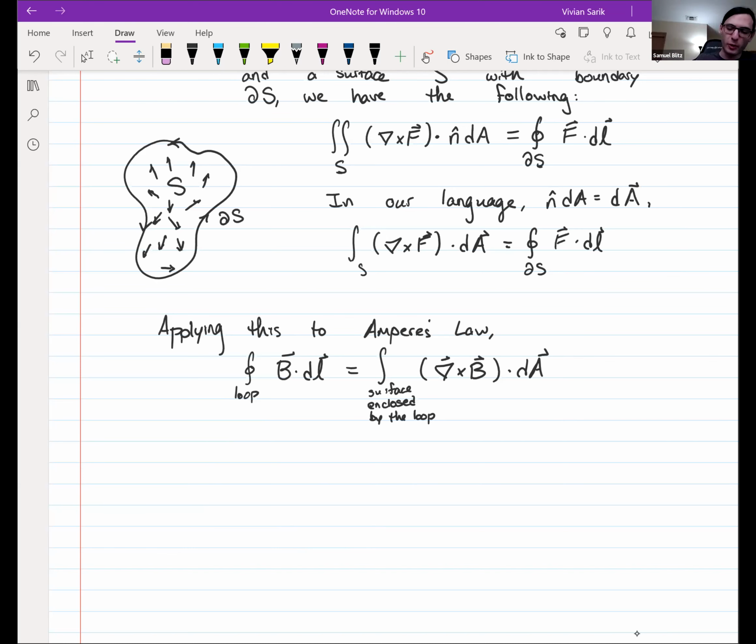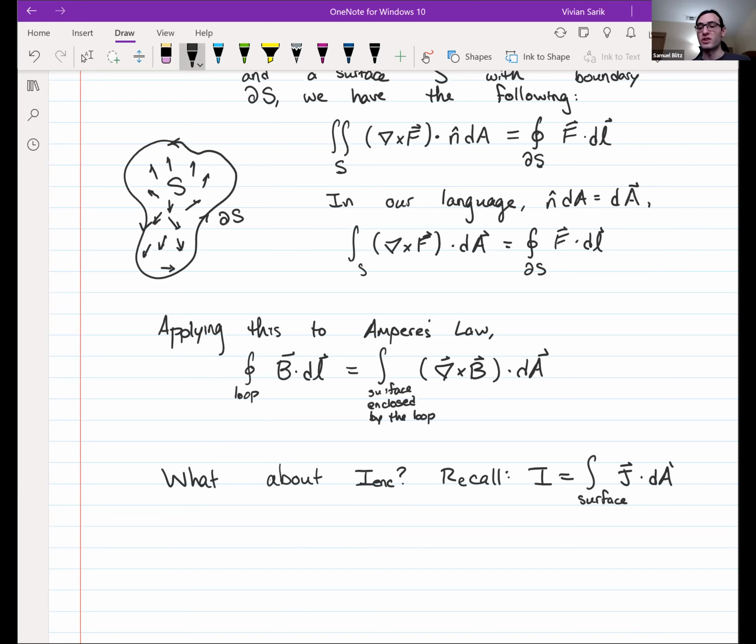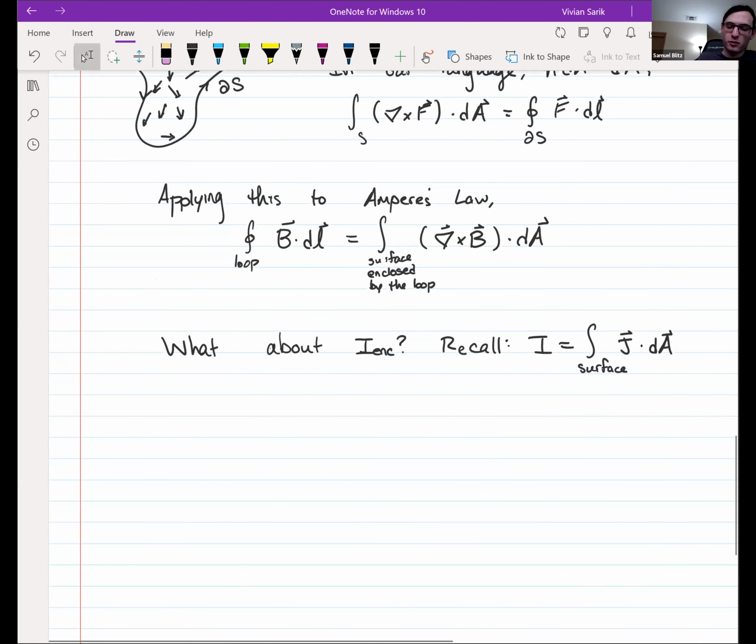So what about the current? What about the right-hand side of Ampere's law? Just as a quick reminder, that's an I. Recall that the current passing through some real world conductor is defined to be an integral over a surface, over a cross section, of the current density dotted into the area vector. And so we can input this to the right-hand side of Ampere's law.